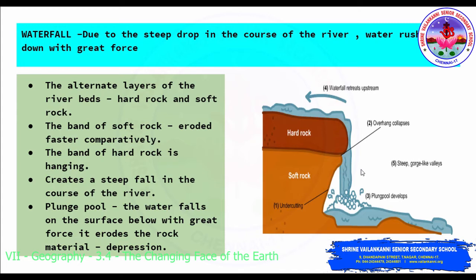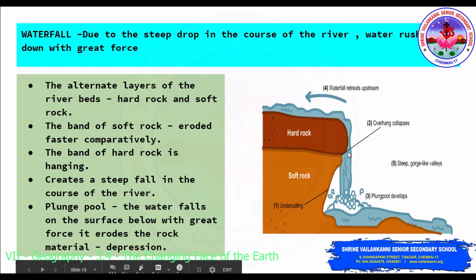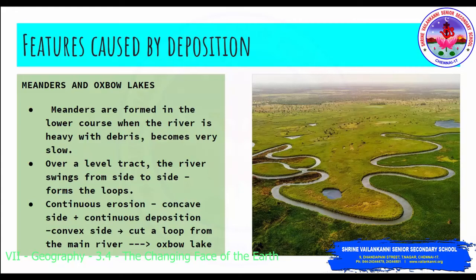Waterfalls are also formed if earth movements like earthquakes create a drop in the course of a river. When the water falls on the surface below with great speed, the rock beneath is eroded and it forms a depression which is called a plunge pool.